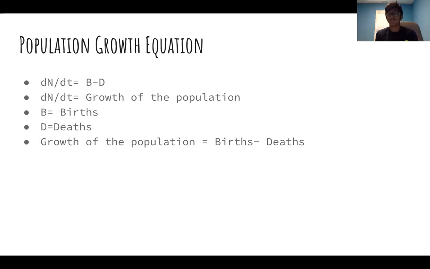So for example, if we have 10 rabbits in a population and there are 5 births and 3 deaths, then the growth of the population will be two. This equation also doesn't factor in the immigration and emigration. So, for example, there could have been 5 rabbits that immigrated and 2 rabbits that emigrated. So if the births minus deaths is 2, then the immigration minus emigration would be 3, and the overall growth of the population would be 5.